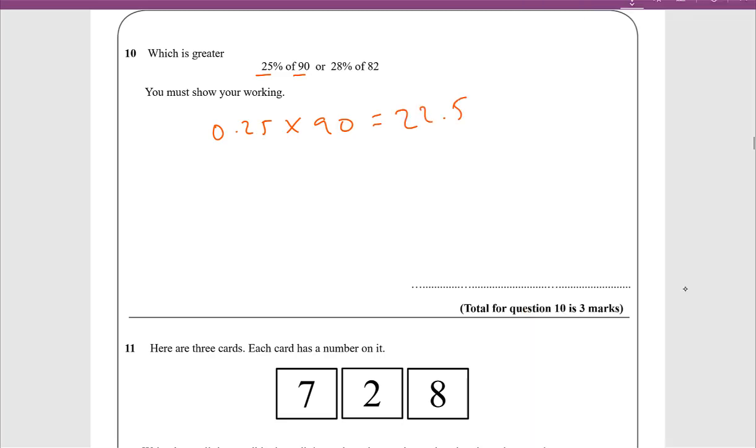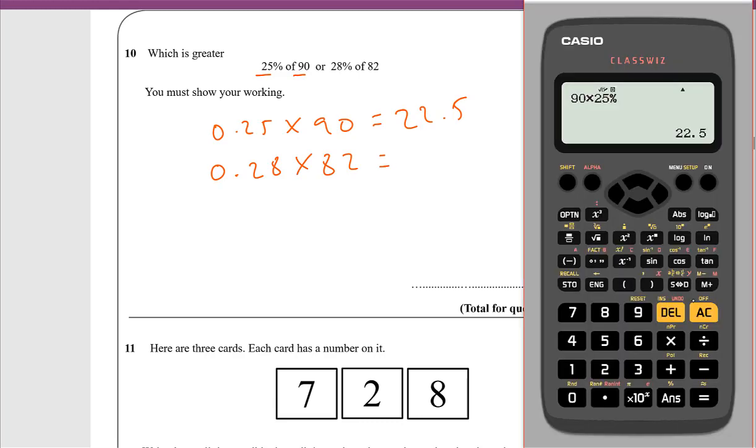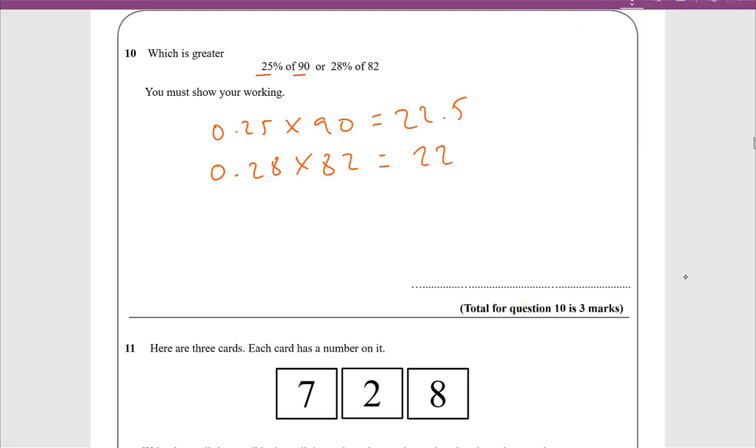And the next one, you can either do the multiplier for 28%, so 0.28 times 82. So again, go to the calculator and type in the amount. So it'll be 82 times 28, shift, percentage, and press equal. That gives us an answer of 22.96, not pounds, so 22.96. So we can see 28% of 82 is greater.